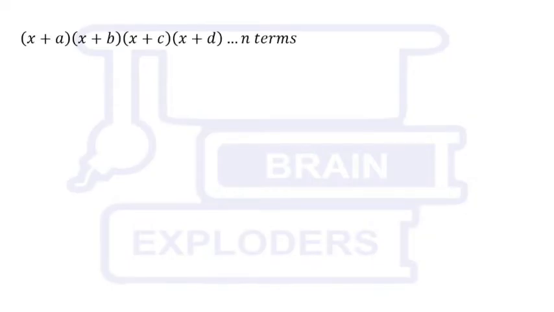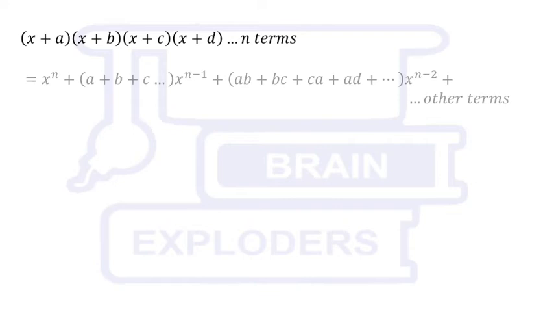Let us start with this expression: (x plus a) times (x plus b) times (x plus c) and so on up to n terms. Here, since there are n brackets, we will get a term x raised to the power n in its expansion. The coefficient of x raised to the power n minus 1 is a plus b plus c and so on, and the coefficient of x raised to the power n minus 2 is ab plus bc plus ca plus ad and so on.